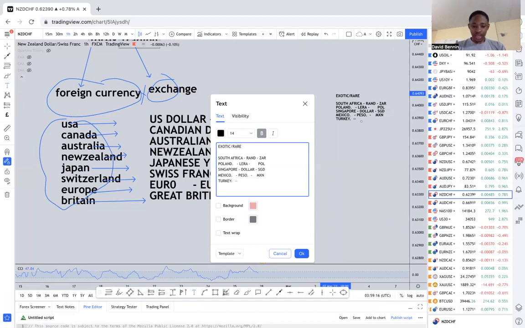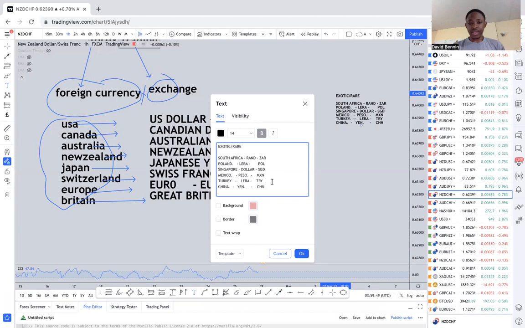They spend the Turkish lira, which is represented by TRY. Is there any other one I'm forgetting? We have China. China is also one of them. We have the Chinese yen, which is represented as CHN.